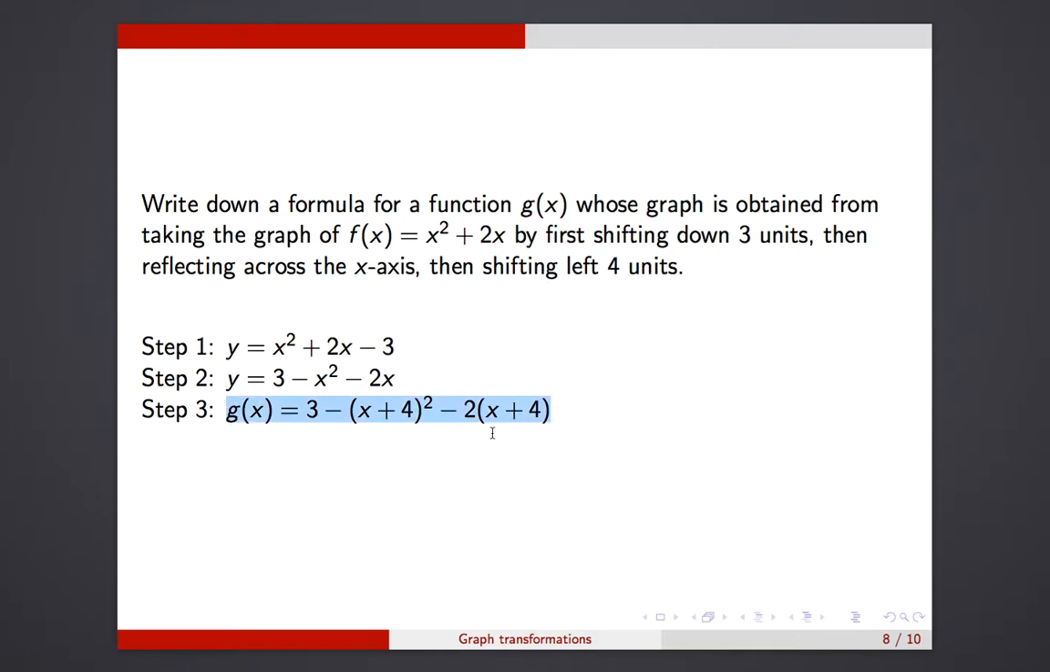So here's the end result of those 3 steps. First down, then reflect, then left. And by the way, order matters here, right? If you jumble up the steps, you'll get a different function. So make sure if you see a question like this, you follow the exact order of the language.